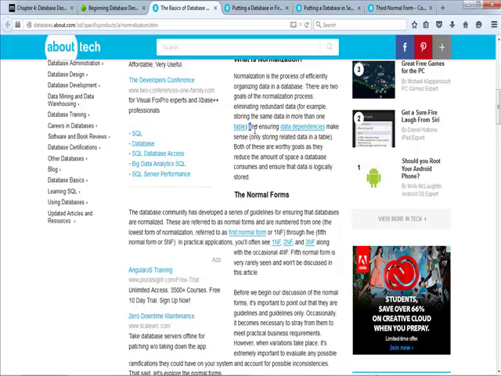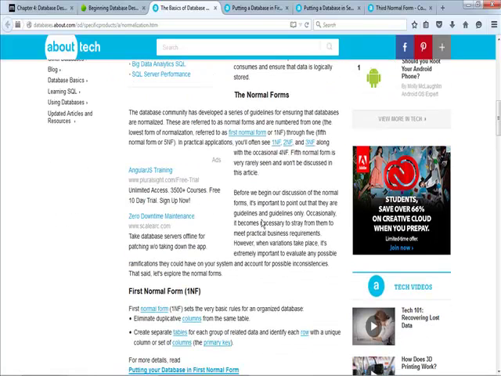We also want to ensure that any data dependencies that are in there make sense. Alright, so we don't have things in a table that really don't belong in a table. Alright, now in this article they talk about the normal forms, and there literally are about 7 or 8 normal forms that you can have with a database.